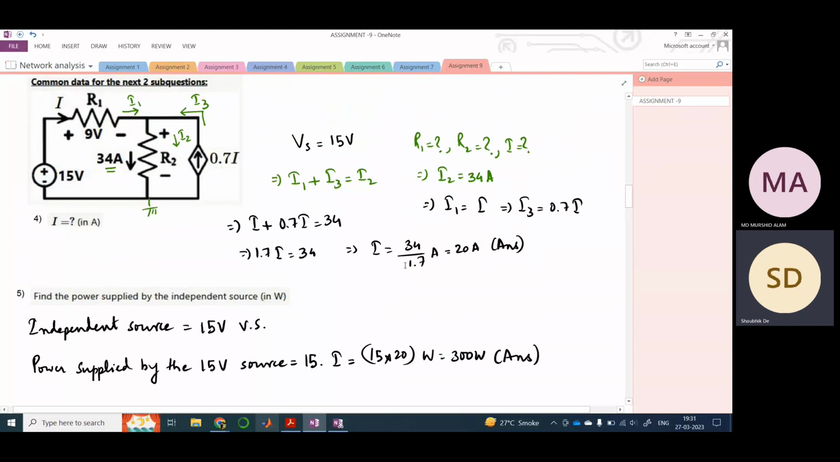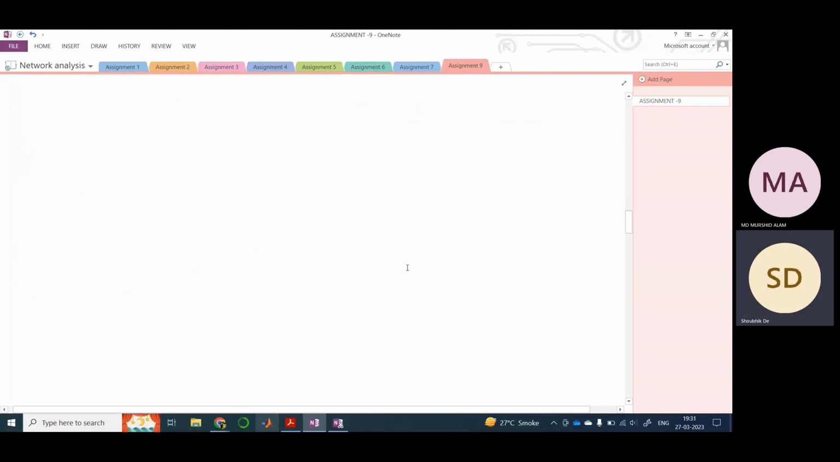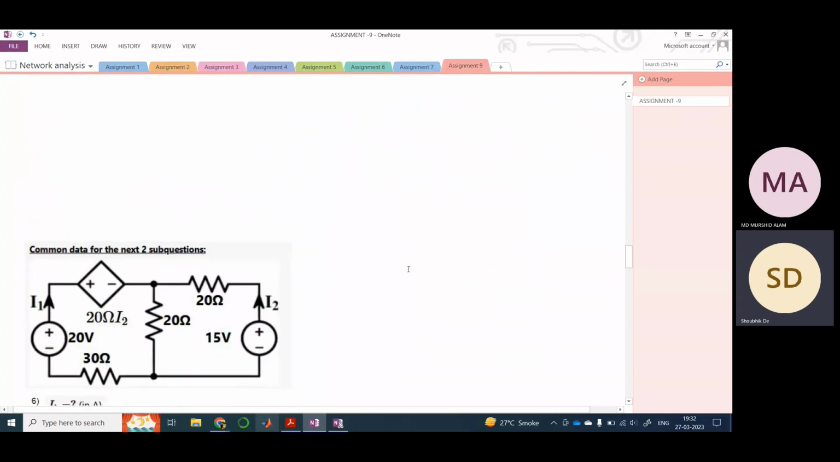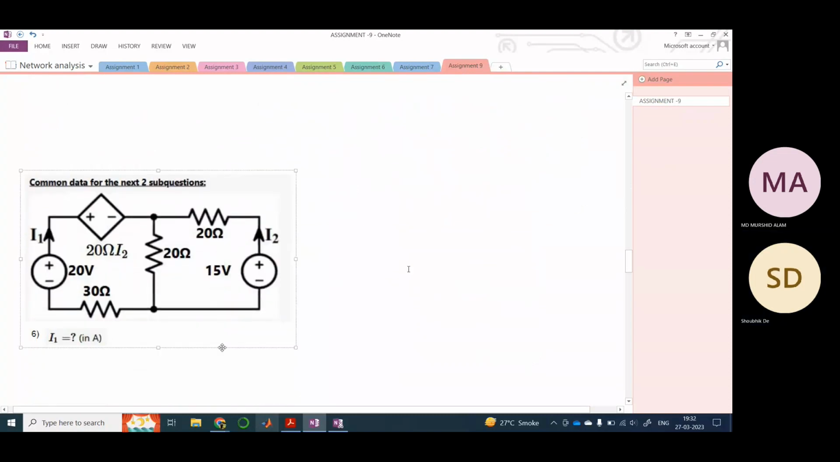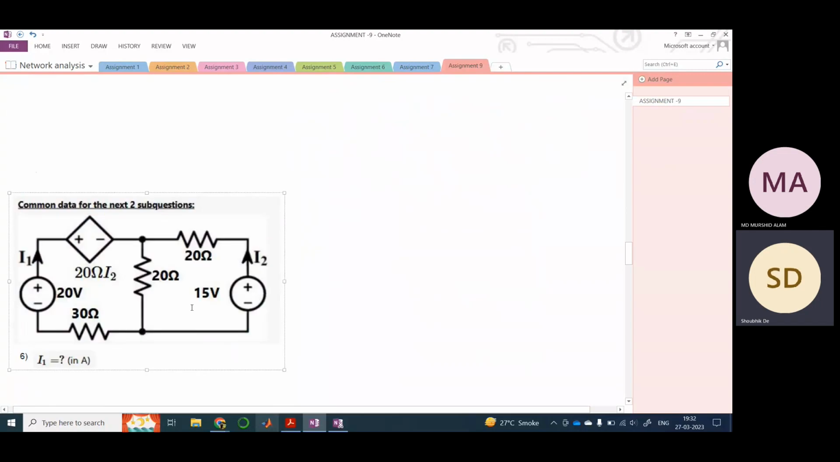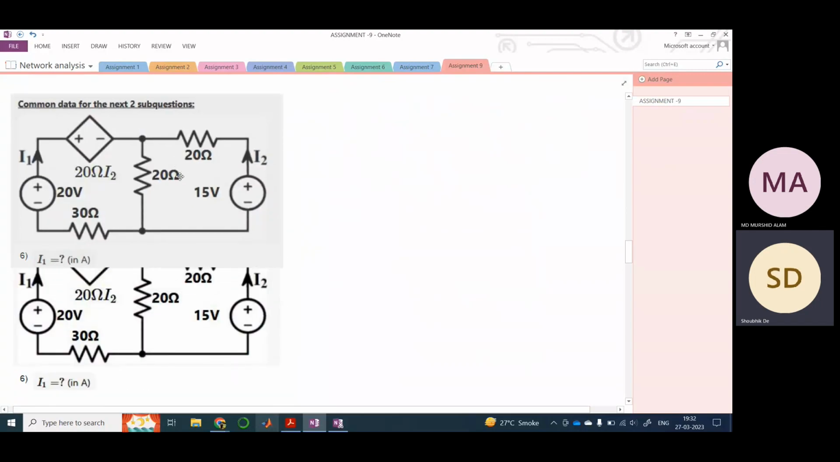A pretty simple problem. I hope this is clear. Let us quickly now move on to the next question. Just pull it upwards because there's a lot of open space.